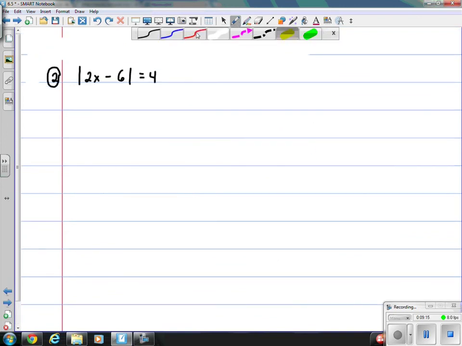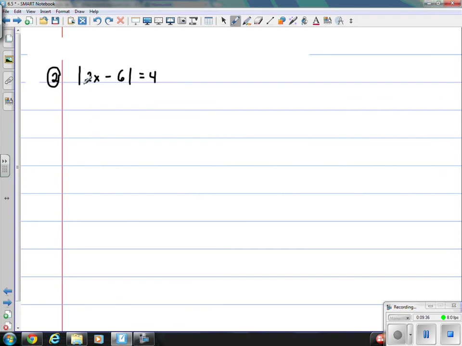So let's look at our second example. Step 1, make sure the absolute value bars are alone on the left side of your equal sign. So looking to the left side, they're all by themselves. Now step 2, make sure it equals a positive. So equal positive, we're good. Step 3, set up two cases.